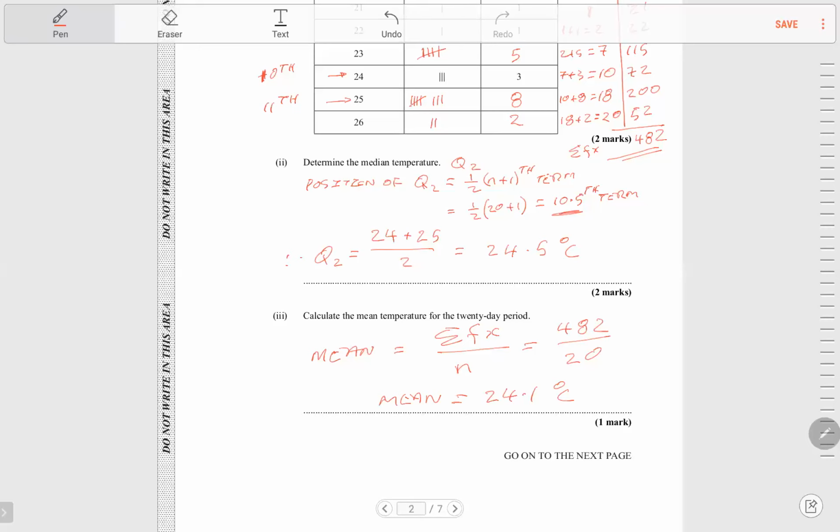And that's an accurate value because the data is not grouped. We know the actual values. And basically that's it. 24.1 degrees Celsius is the mean. Any questions there? All right, everybody good. Let's move on. Next question.